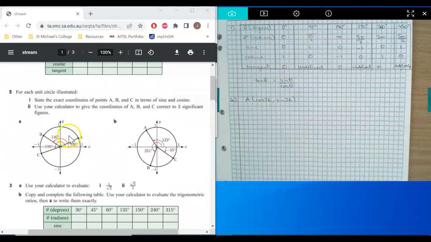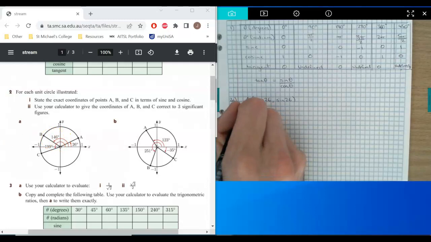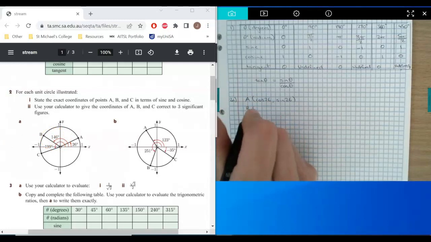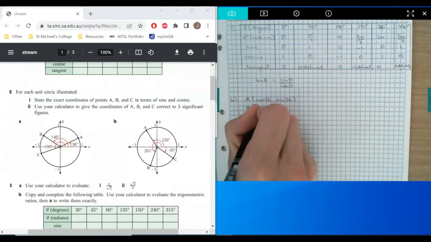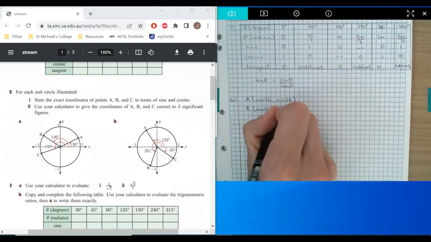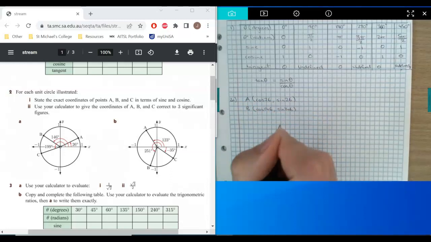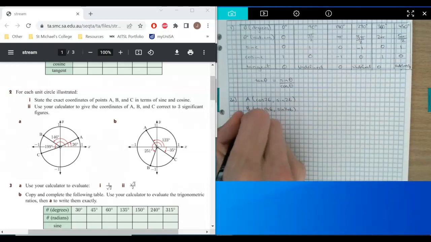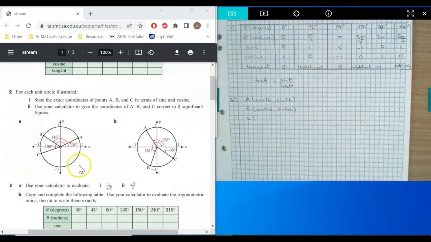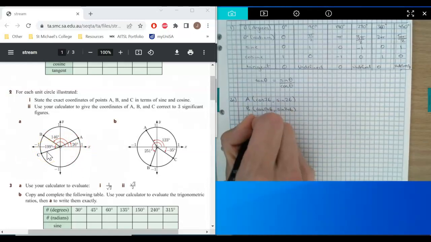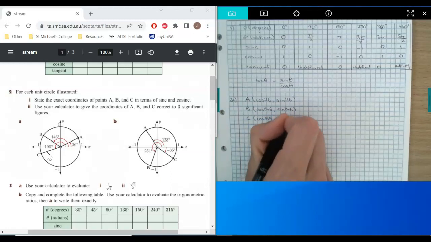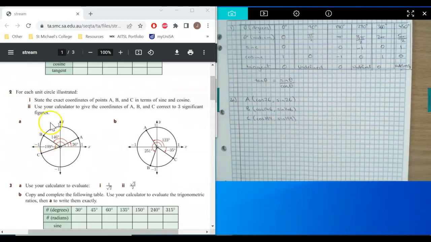Then I can move to my next coordinate B, which is going to be cos of 146 and sine of 146, and then finally point C, which is at an angle of 199. We know it's going to be cos of 199 and sine of 199. So those are the exact coordinates.